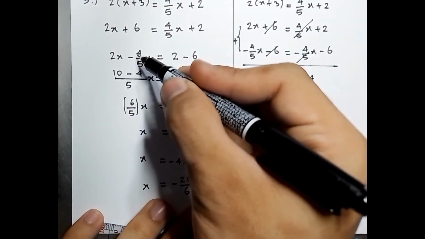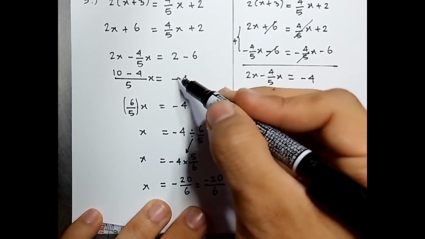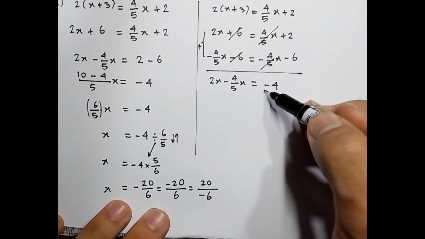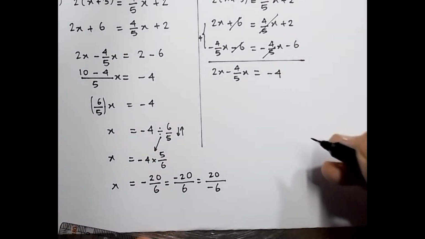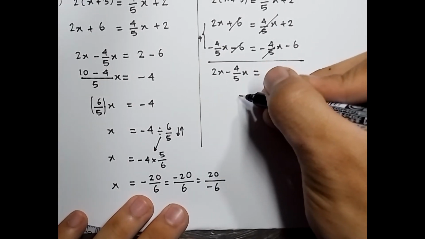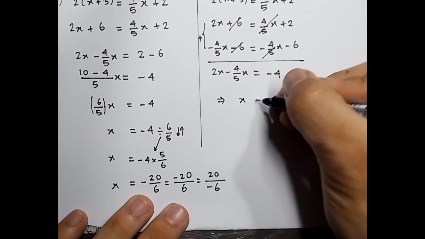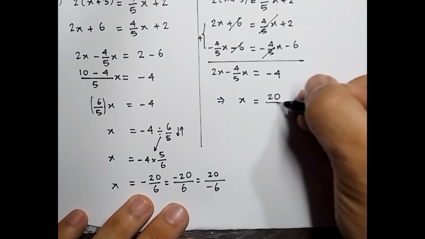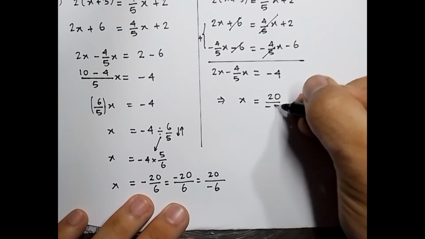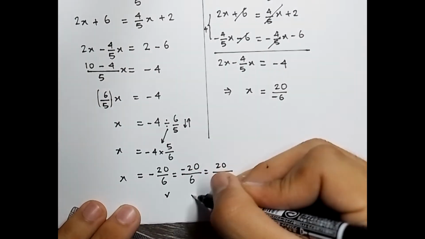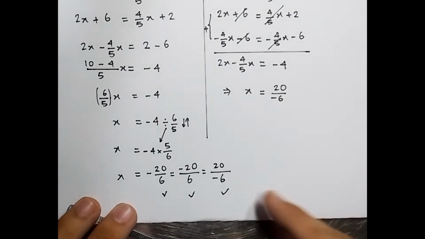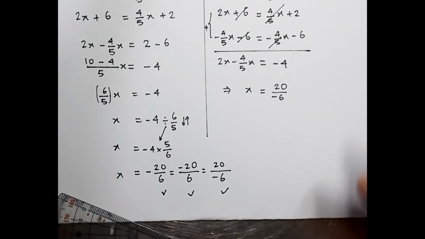Right. The next step is just following the same steps of how you solve it from the first method. I'm not going to explain it again, it's too much, explaining something again and again. So I'm going to write the answer directly. x is equal to 20 over negative 6. Okay, this is how you solve it using the same method. These three answers, remember, have the same meaning.